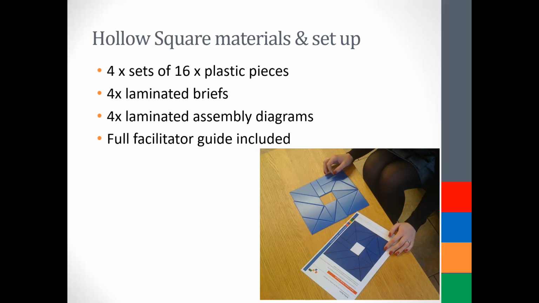And the materials for Hollow Square, as you can see in the picture bottom right there, are again some similar types of plastic shapes. In this case, there are 16. They're supplied separately, so you get 4 separate sets within the Learning Square package again here. This time it has laminated briefs and laminated assembly diagrams, so you would set up 4 groups of ideally 4 people, and again the full facilitator guide as mentioned before.